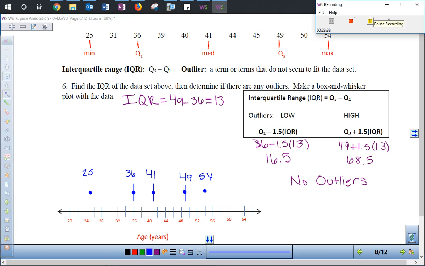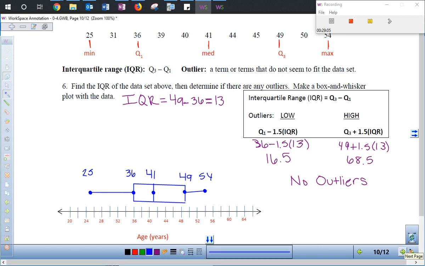Next, what we need to do is finish creating the box. So take your straight edge and connect these 3 lines straight across and these 3 lines straight across and create a box. And then finally, we're going to create the whiskers. Use your straight edge to connect these maximum and minimum values to your box, like so.